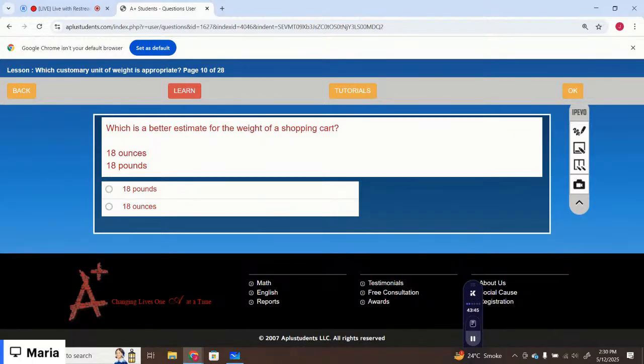Which is a better estimate of the weight of a shopping cart? 18 ounces or 18 pounds? Shopping cart, so that must be 18 pounds. Okay, you can complete the lesson by yourself. Let me just move on to the next.